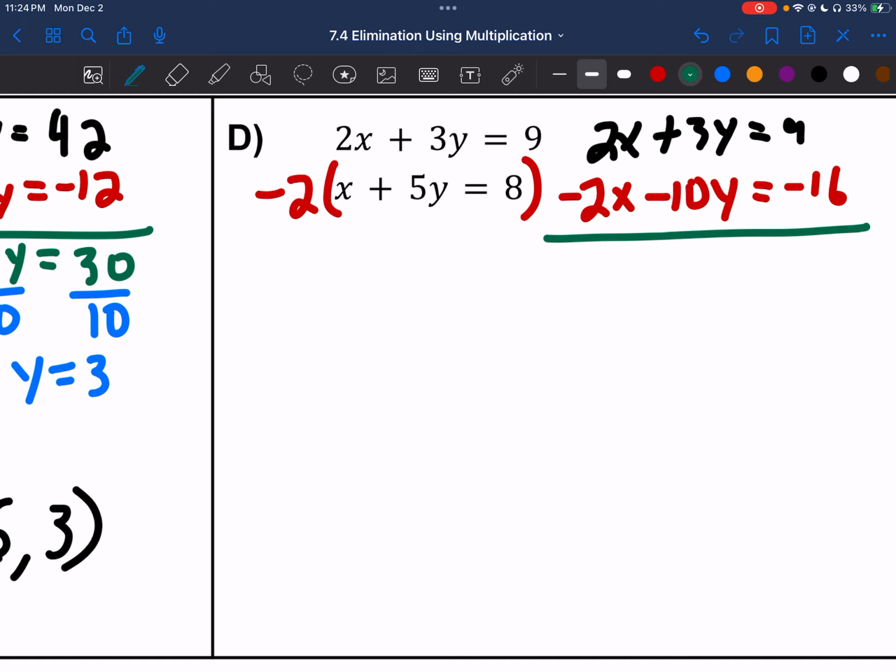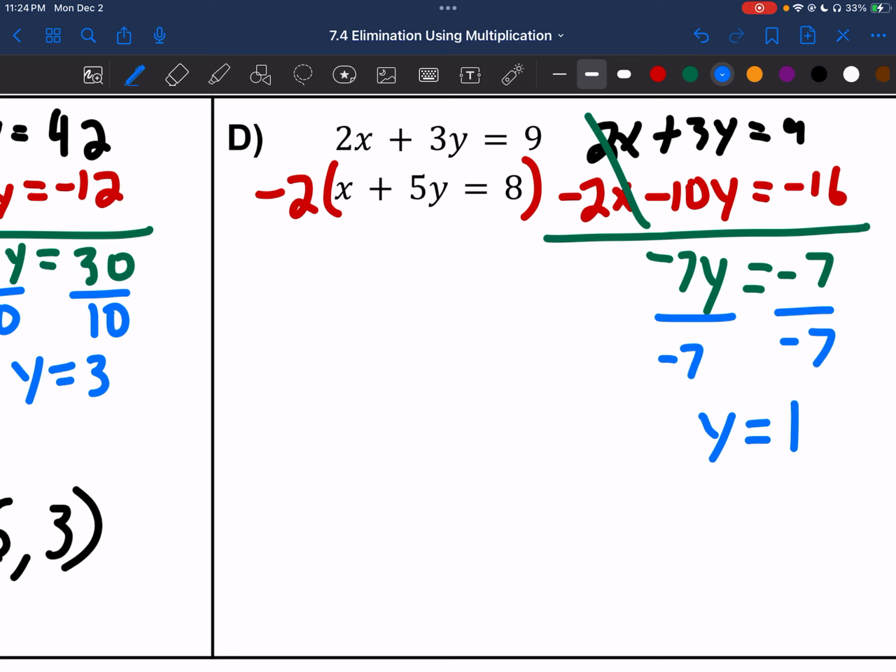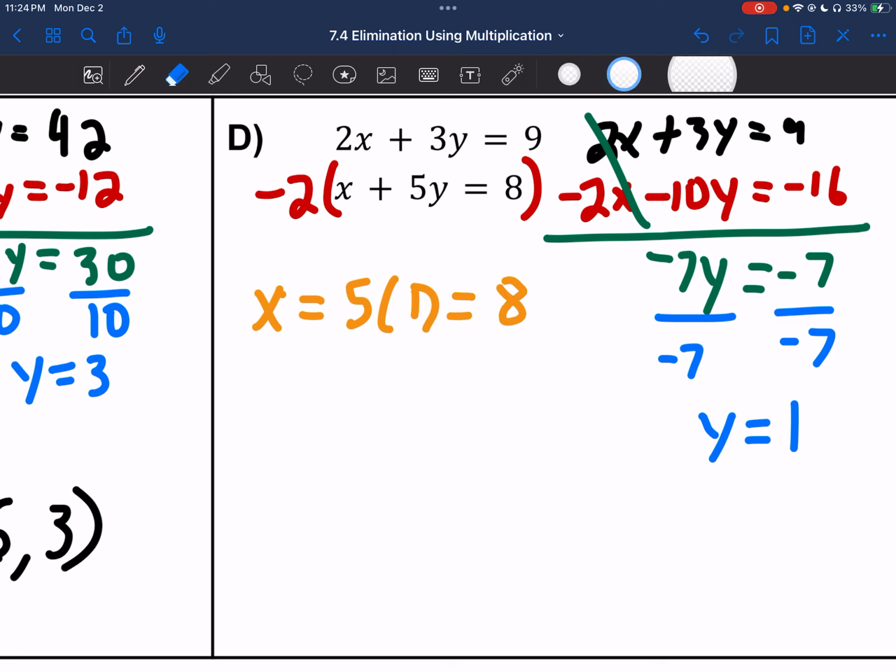We add our two equations together, and we get those to cancel out. We have negative 7y is equal to negative 7. Divide by negative 7. Y equals a positive 1. That bottom equation is perfect for us to use. So we're going to have x plus 5 times 1 equals 8. 5 times 1 is going to be 5.